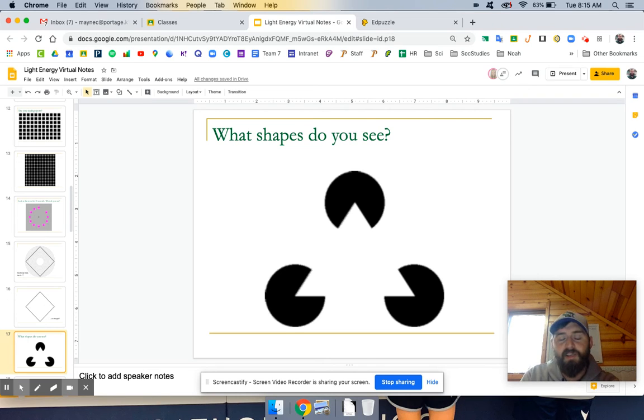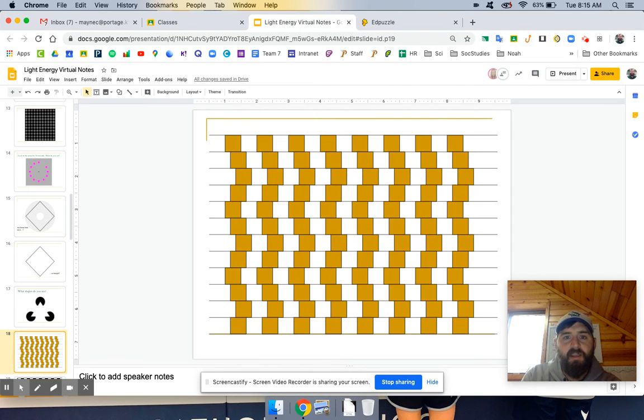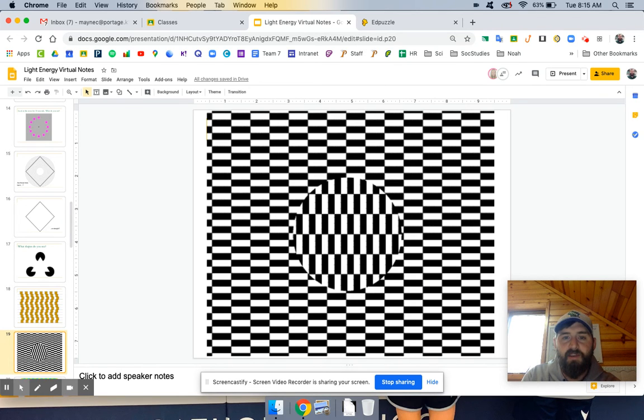Okay, another one. What shape do you see? Okay, do you see Pac-Man style things? Do you see a triangle? Do you see something else? Okay, this one I always find really interesting as you go back and forth. Do they appear to be moving?